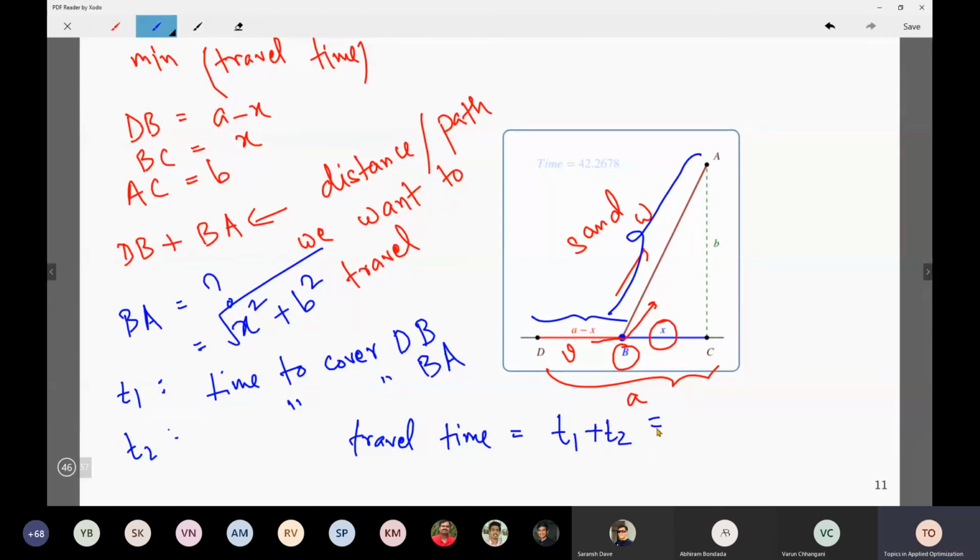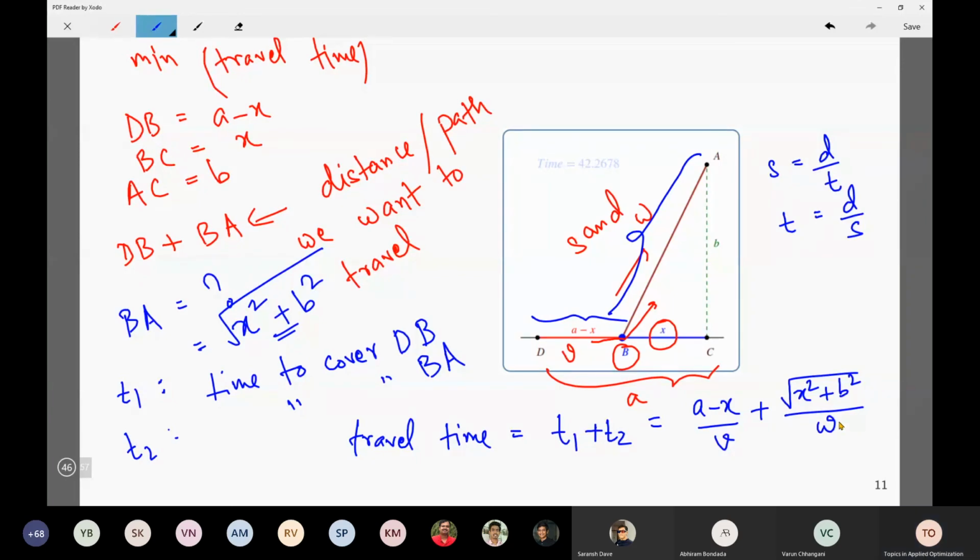So let us write down now. T1 is what? Speed is distance by time, so time is distance by speed. So T1 is a minus x by the speed on the road, which is v, plus T2, which is the square root of x square plus b square divided by the speed on the sand, which is w. So this gives you the objective function.